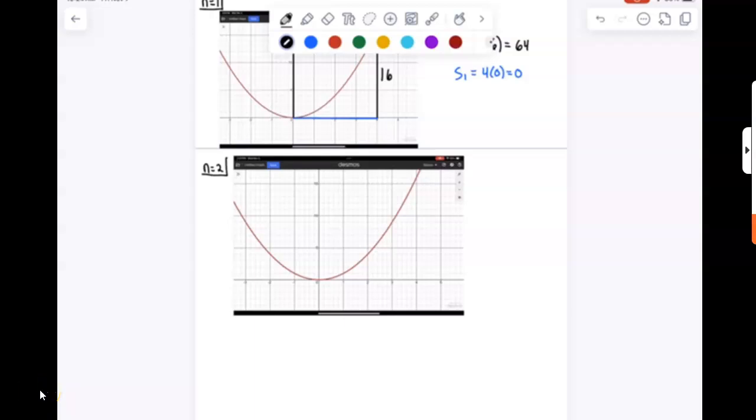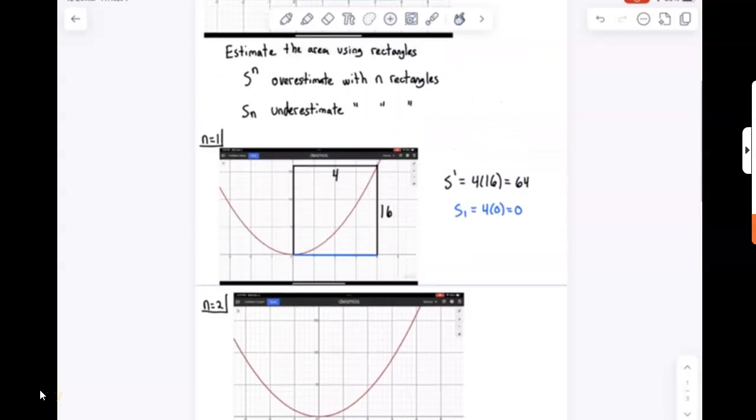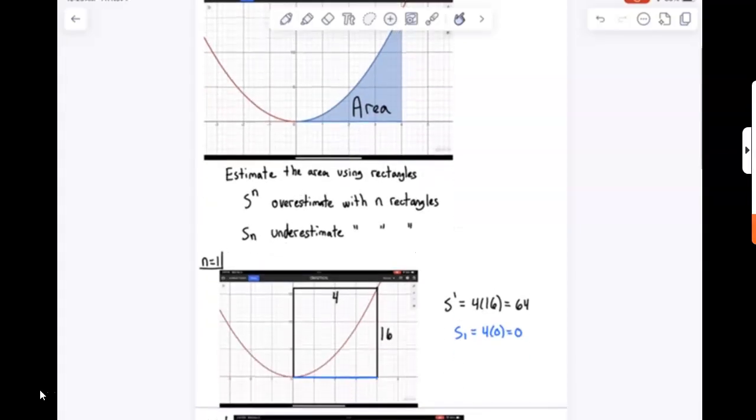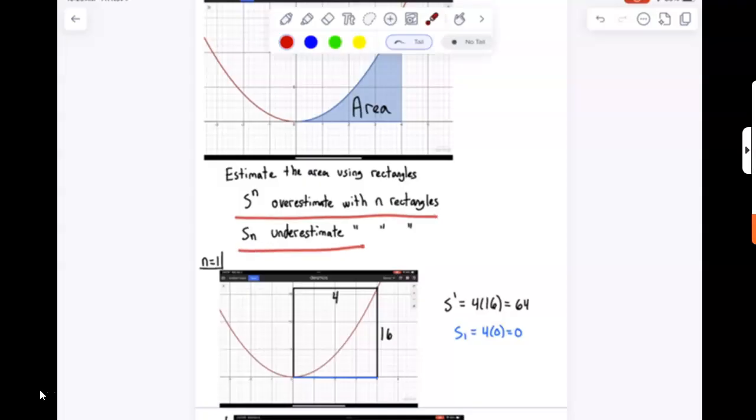All right, welcome back. In class, we were working through this problem. Started looking at the area beneath the curve, and the idea was to estimate the area by overestimating with rectangles and underestimating. And we're going to do this for various number of subdivisions. So the first one is one subdivision.